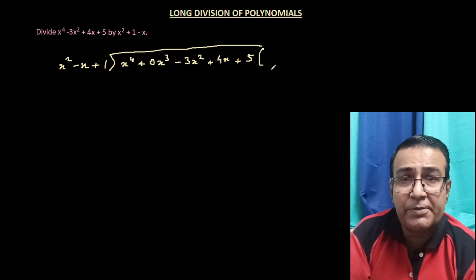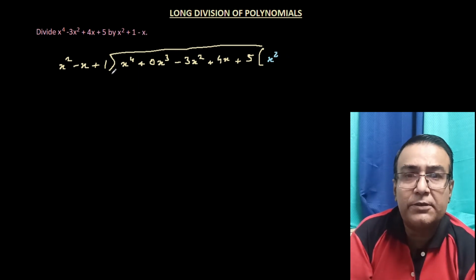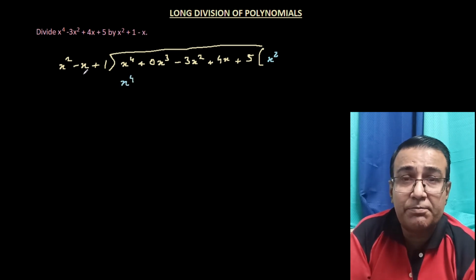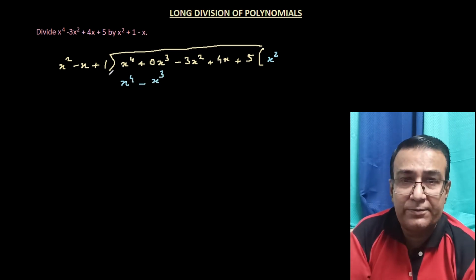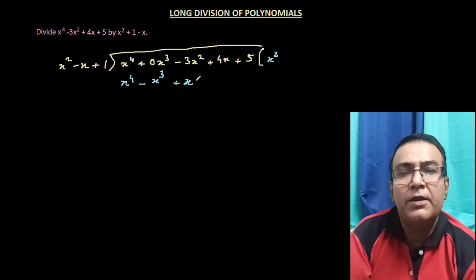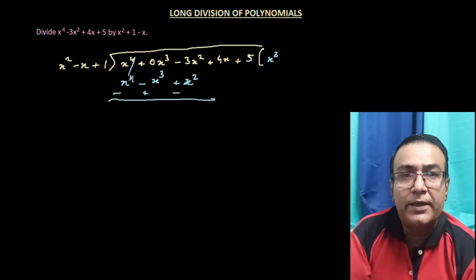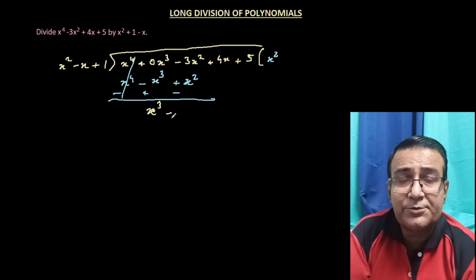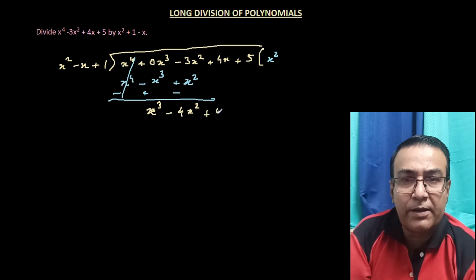So x to the power 4 divided by x square gives us x square. Write x square in the quotient, multiply it by the divisor. So x square times x square gives us x to the power 4. X square times minus x gives us minus x cube. We write that below the 0x cube now. And x square times 1 gives us x square. We write that below the x square term. We subtract as usual. This becomes negative, this becomes positive, this becomes negative. This can get cancelled out. So we have 0x cube plus x cube, that gives us only x cube. Then minus 3x square minus x square, that gives us minus 4x square. And the other two terms 4x plus 5 can come down as it is.